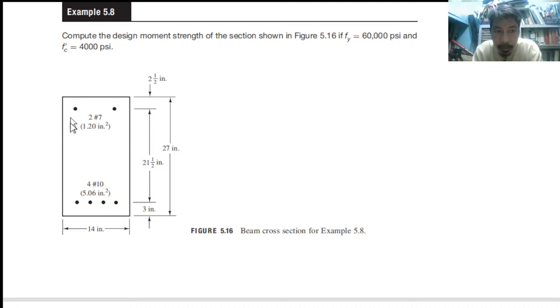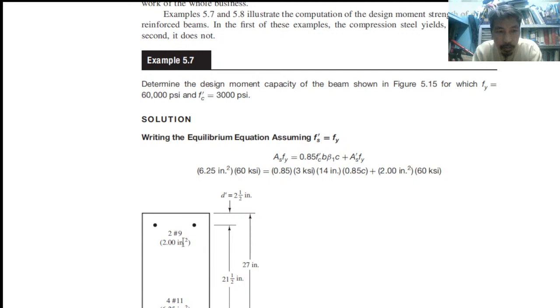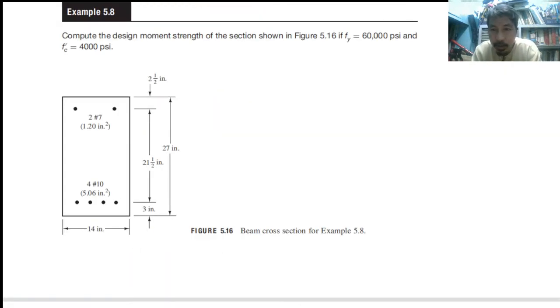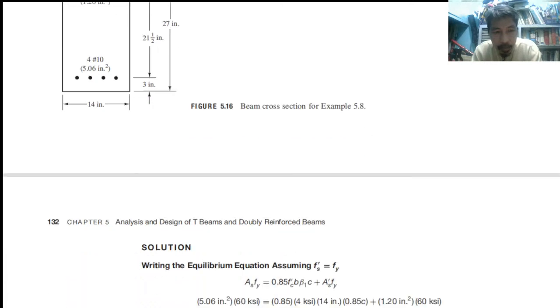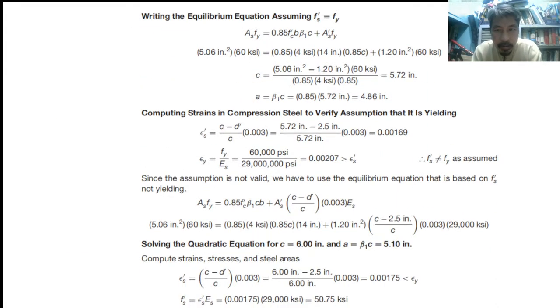The only difference is 2, number 7 and 4, number 10. The dimensions are the same, but before it was 2, number 9 and 4, number 11. So the sizes of the reinforcement are different, but the procedure is the same. Solution: assume fs prime is equal to fy. Therefore, we have this, and we can solve for this unknown value. Take note: 0.85 f'c b.